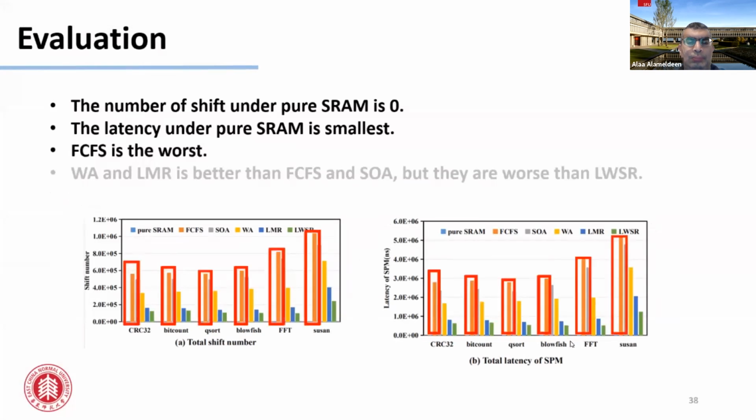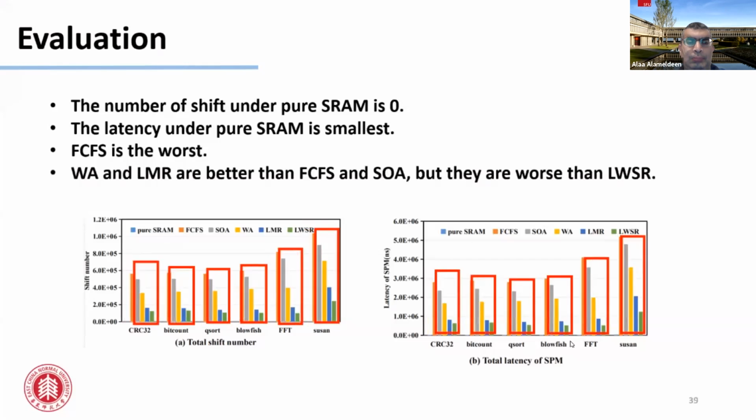FCFS is the worst. This is because it does not consider any data access patterns. WA and LMR are better than FCFS and SOA, but they are worse than LWSR. This is because FCFS and SOA are only using RM. Although WA considers writes, it does not consider shifts. LMR considers shifts, but it does not consider writes. And if the data on RM is moved to SRAM, the shifts will change, but LMR does not consider it. Moreover, LWSR considers all of the factors mentioned above.